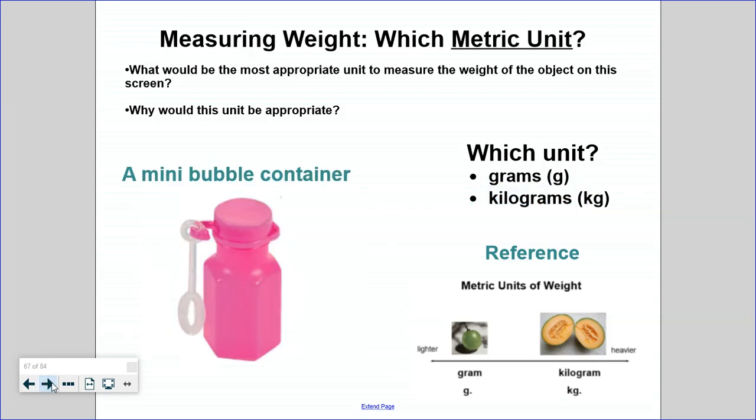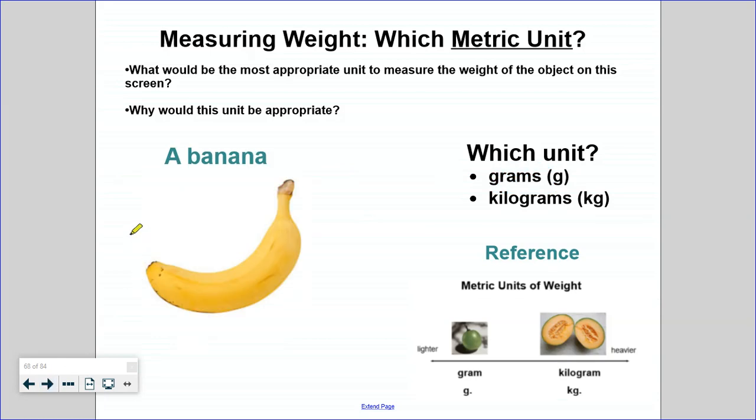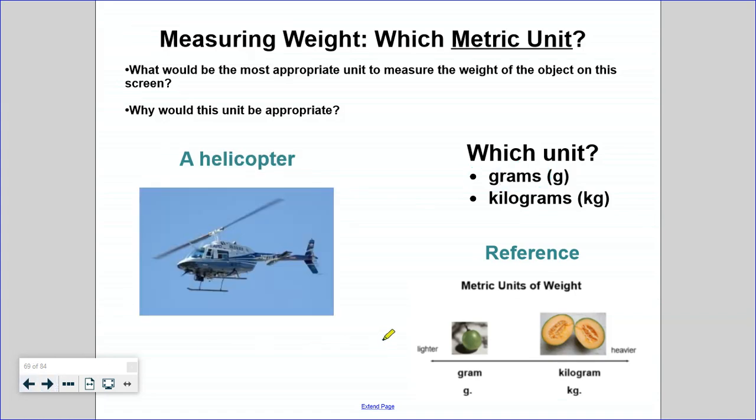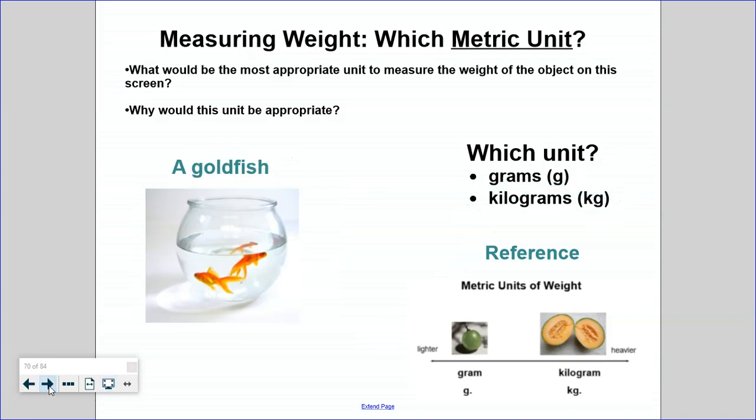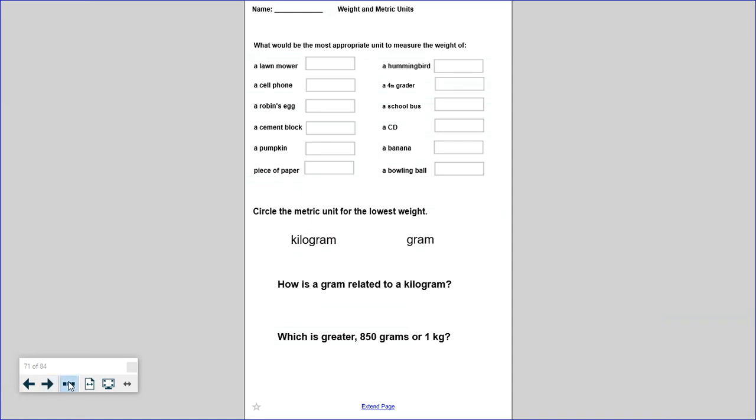How about a mini bubble container? I'm sure you've seen these. They get used as party favors a lot. It's pretty small, right? So that would be grams. How about a banana? You know, a banana is heavier than a grape. It's heavier than a dandelion, but I don't think it's as heavy as, say, a cantaloupe. So since it would not be a kilogram, we're still going to measure it in grams. All right, how about a helicopter? Definitely kilograms, because that's a big one. How about a goldfish? Not the bowl, just the fish. The fish would definitely be grams. Yep, good job.